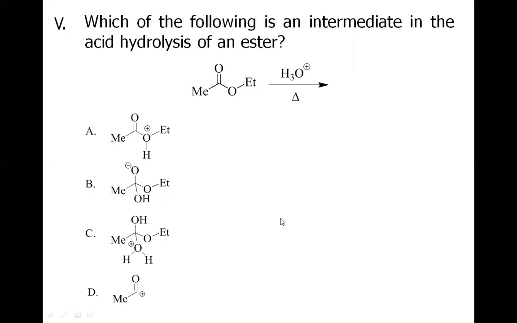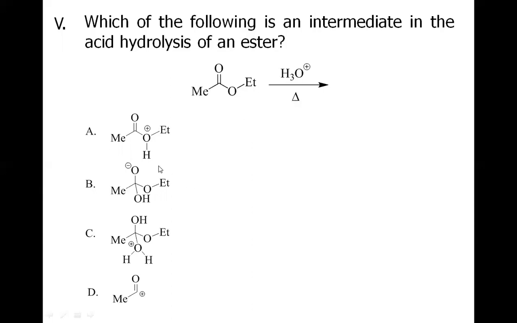Now let's discuss the fifth part of the first question. It asks, which of the following is an intermediate in acid hydrolysis of an ester? So this is the ester, ethyl ethanoate or ethyl acetate. We know that the hydrolysis of ester gives us the corresponding acid, but they did not ask us to write the product. Rather, they simply asked via what intermediate the product will be formed.